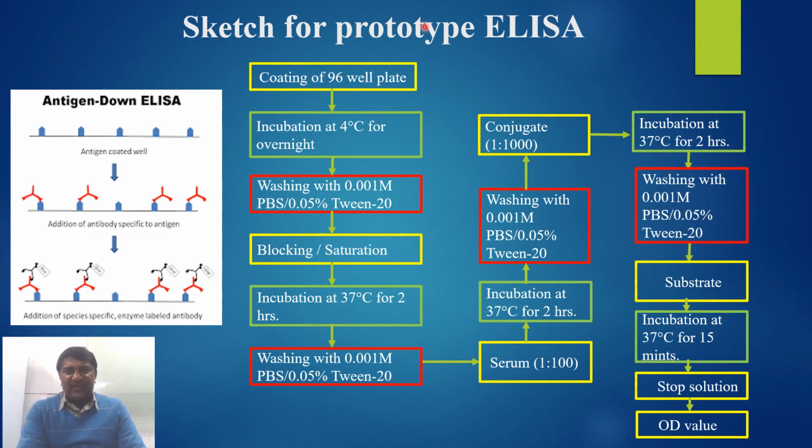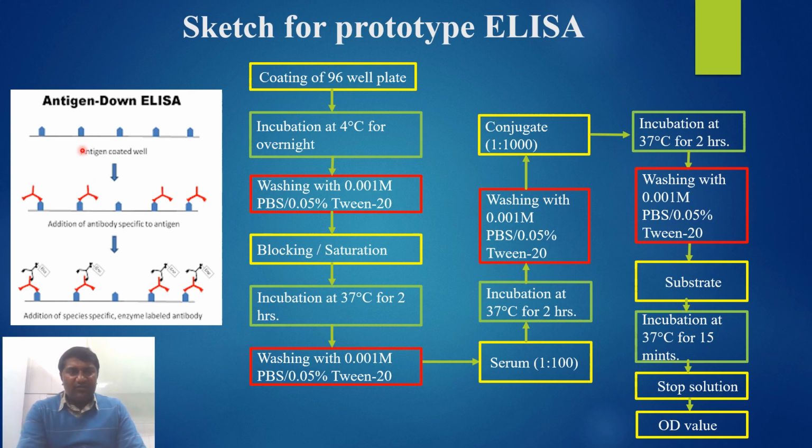So this is the sketch of the prototype ELISA. The first one is coating, then incubation, then washing, then blocking, and then again incubation, then washing, then you add the conjugate, then washing, then incubation, and then you add the serum. After the addition of serum, you should incubate it, and then washing, then you need to add the substrate, and then incubation, then stop solution, and you should take the OD value.